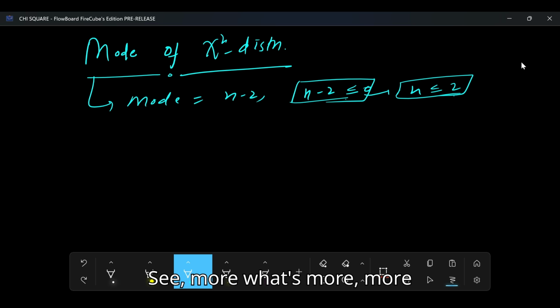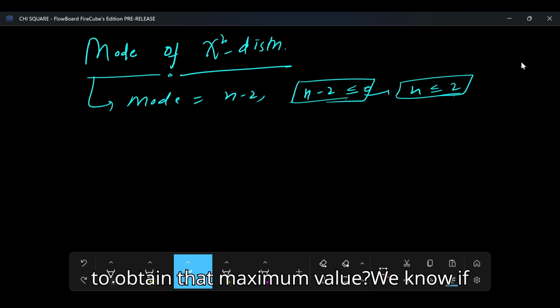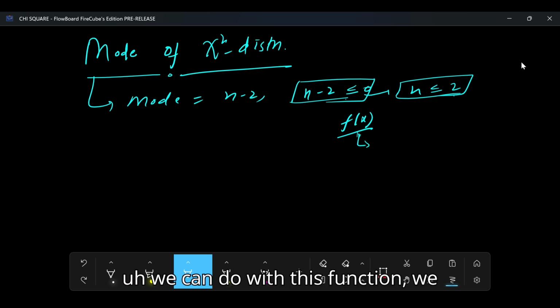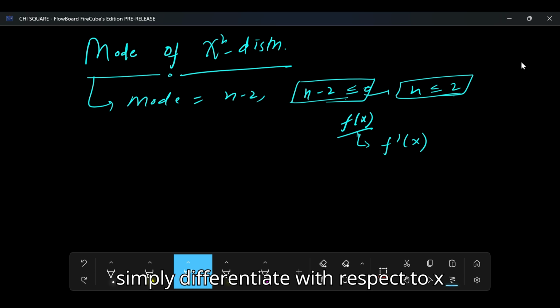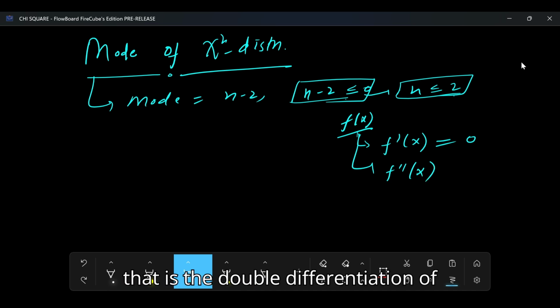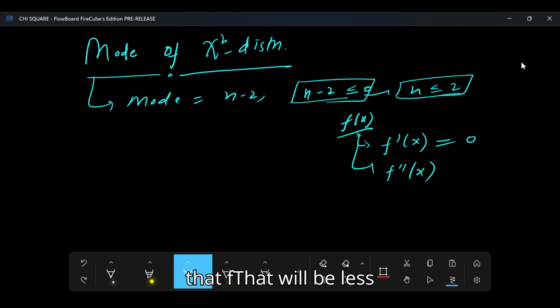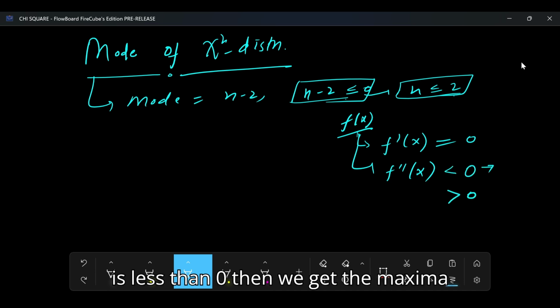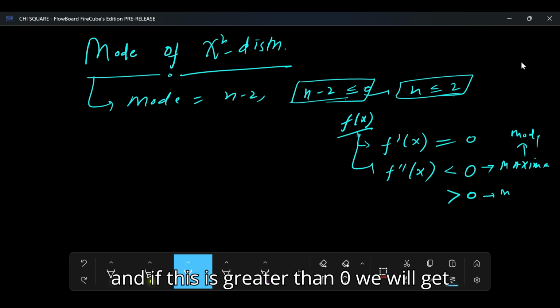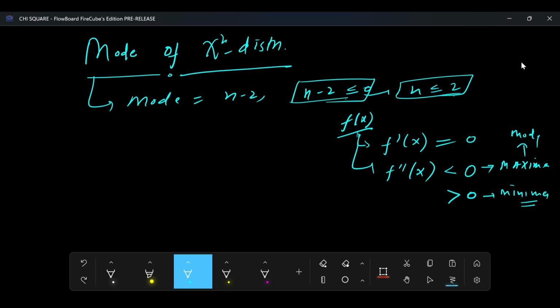See, mode, what's mode? Mode is a maximum value simply. How to obtain that maximum value? We know if we have the function f of x, what we can do with this function, we simply differentiate with respect to x and put that equal to 0. Then we obtain f double dash x, that's the double differentiation of f of x, that will be less than 0 or greater than 0. If this is less than 0, then we get the maxima. That's maximum value, that's mode. And if this is greater than 0, we will get the minima, simply.